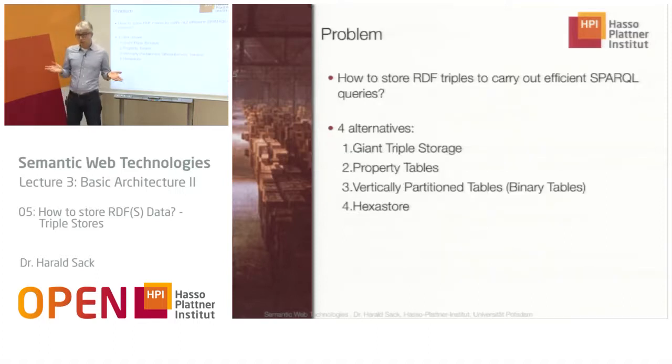Traditionally, there are 4 ways to encode RDF triples within relational databases. First thing is we can use a giant triple store. We'll go into detail soon after. Then we can use so-called property tables. We will have a look at vertically partitioned tables, so-called binary tables. And in the end, I will show you what can be understood under a Hexastore.